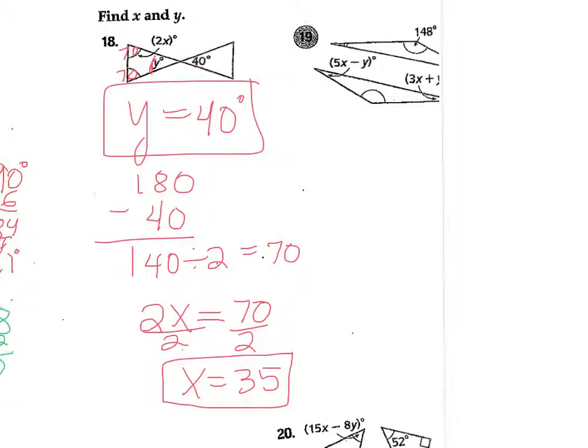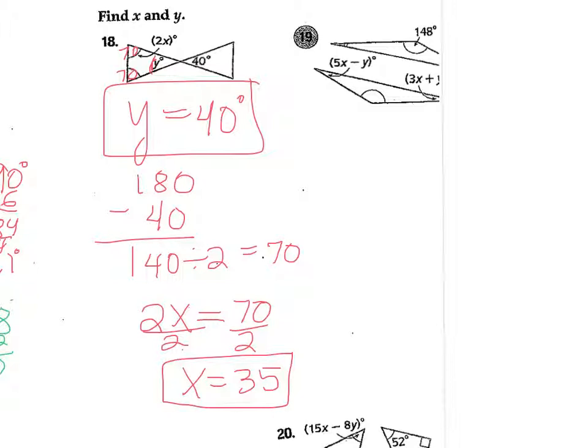Awesome. Questions on x or y? Why did you do that? Because on the picture they tell me that the angle is 2x. Each one of those angles is 2x. Right, we know that the measurement is 70, but we have to divide it by 2 because of 2x.